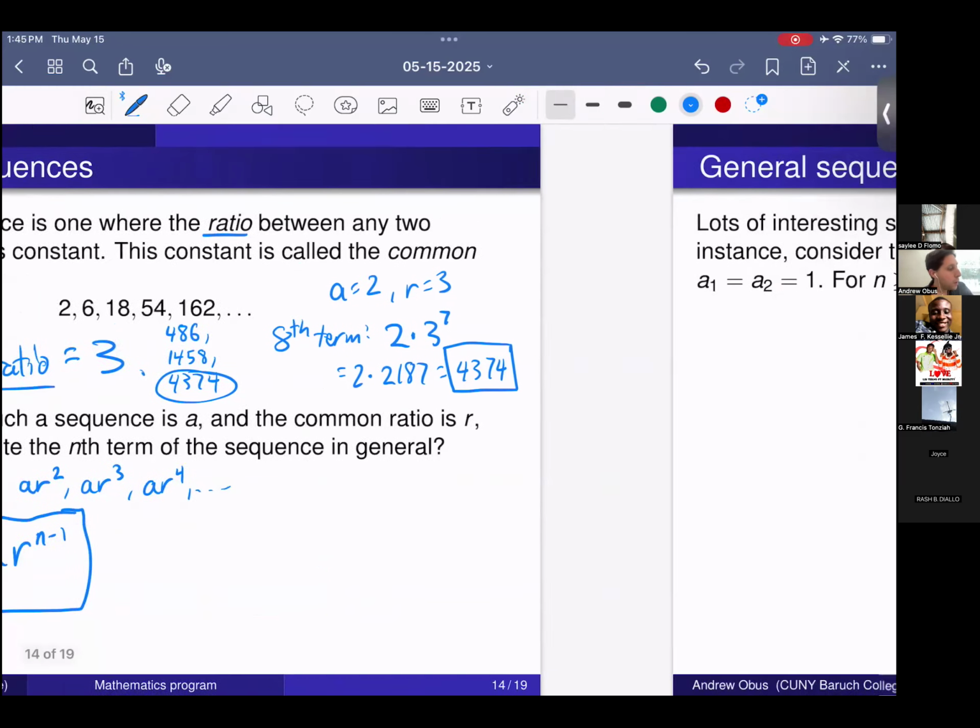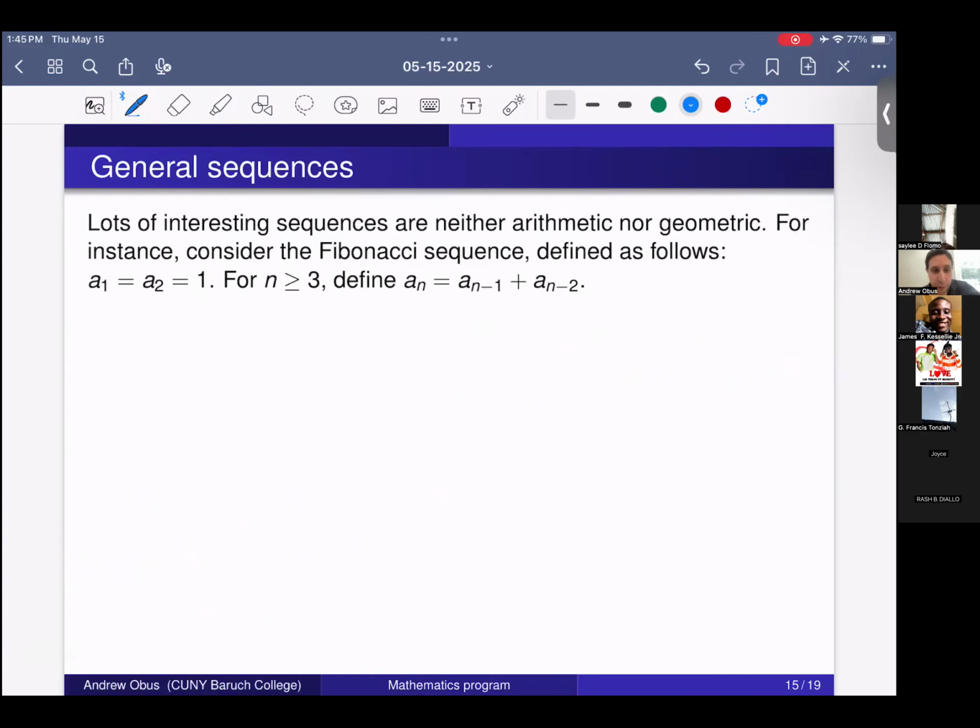Okay. All right, so you also have general sequences, right? Not every sequence is arithmetic or geometric. There's all sorts of sequences that can happen that are neither. There's something called the Fibonacci sequence, which is defined as follows. We start with the first 2 entries being 1, and then for each subsequent entry, we define the entry to be the sum of the previous 2, right?